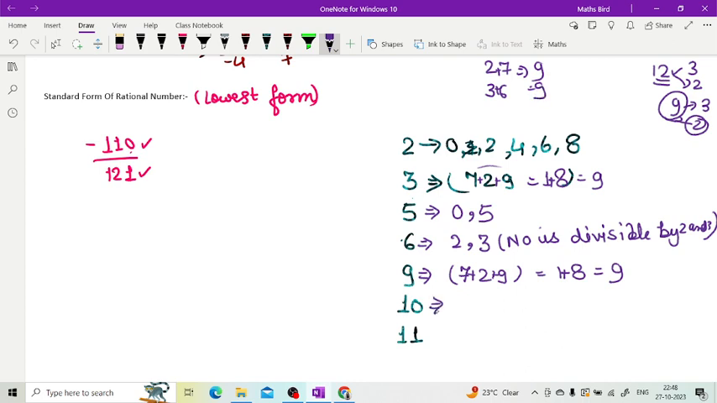What is the divisibility rule of 10? If in the unit place 0 is there, then only the number will be divisible by 10. Now, what is the divisibility rule of 11? We will check the digits written in alternate places. If the sums of the alternate digits are equal, then only the number will be divisible by 11.